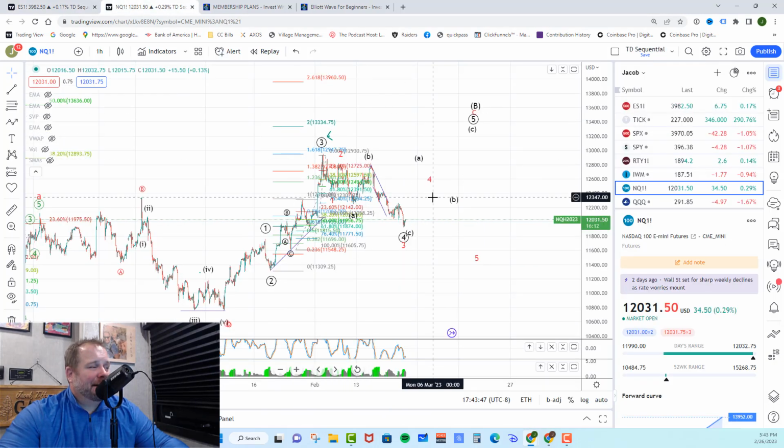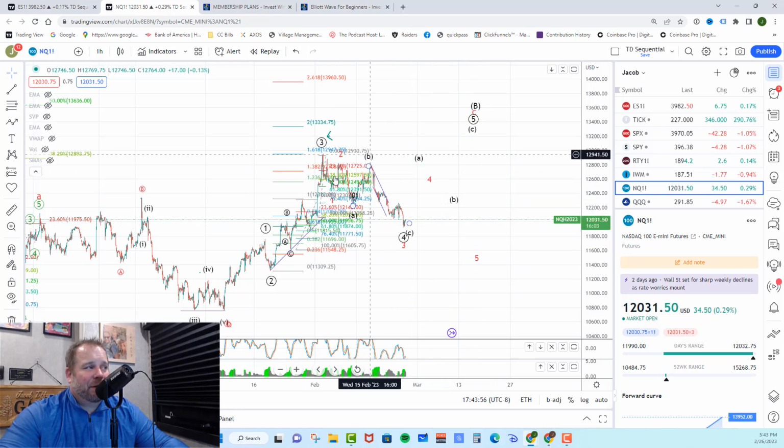Over on the NASDAQ, same type of setups. We're still looking at the potential for this 5-wave count down to the 11,500, 11,600 area in a diagonal type setup, as we do have all that overlap, but we could have that bigger ABC up toward 13,800 to 14,000, as well as the ABC up in 5 towards 13,300.